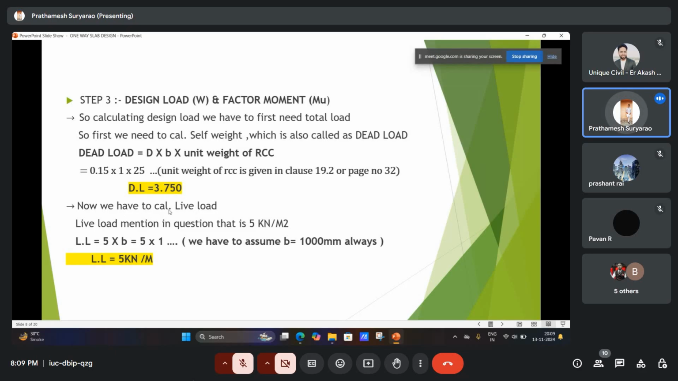Now we have to calculate the live load also. The live load is already mentioned in the given example, which is 5 kilonewton per meter square. So LL is equal to 5 into B, and as I said, we always assume B equals 1000, so 5 into 1. So LL equals 5 kilonewton per meter.